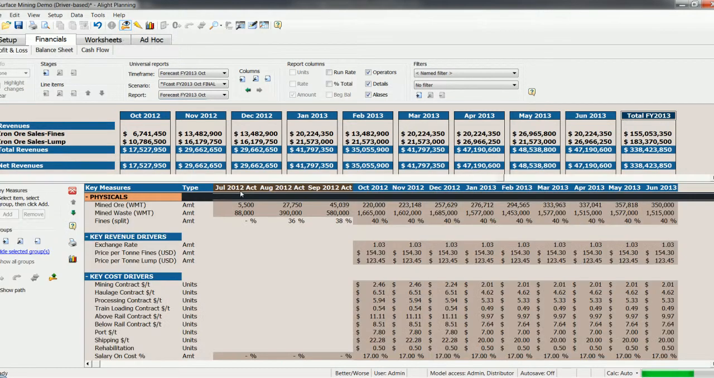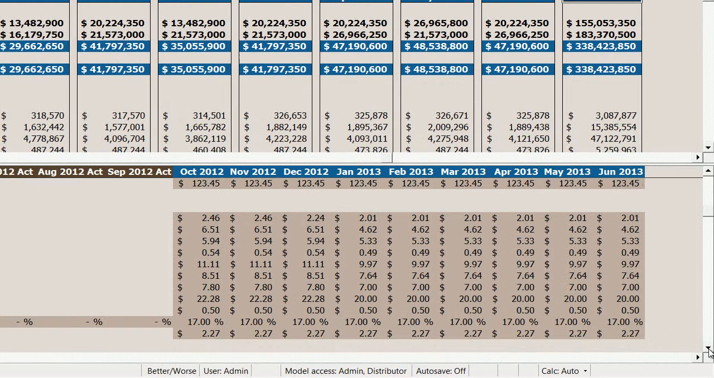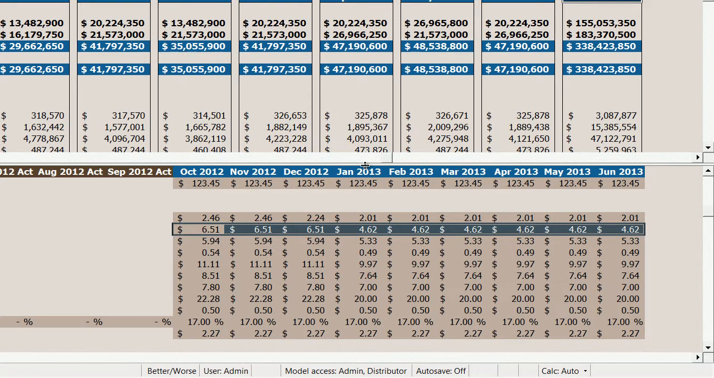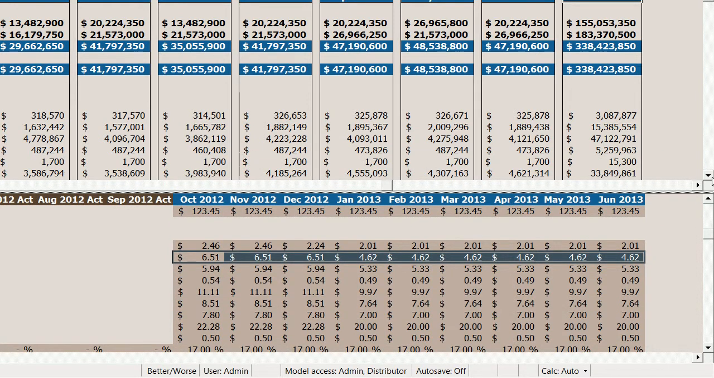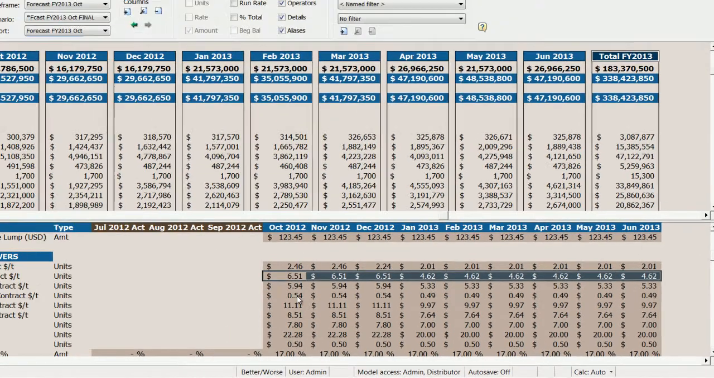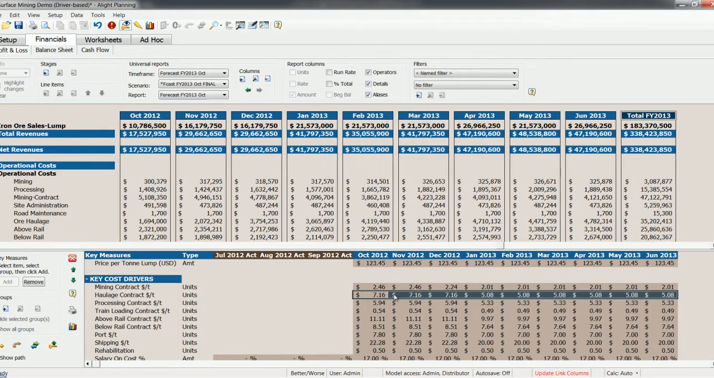Again, using key measures, for example, we can go in here and start changing our key cost drivers. Say, for example, you want to change your haulage cost per ton. These values now are in this forecast time frame, totally removed and divorced from our original budget time frame. So we can change these and they will have no effect on the original budget values. So for example, maybe we want to change this, increase these by 10%. Again, highlight them, use the spread function, add a percentage to each, click OK, and they're changed.